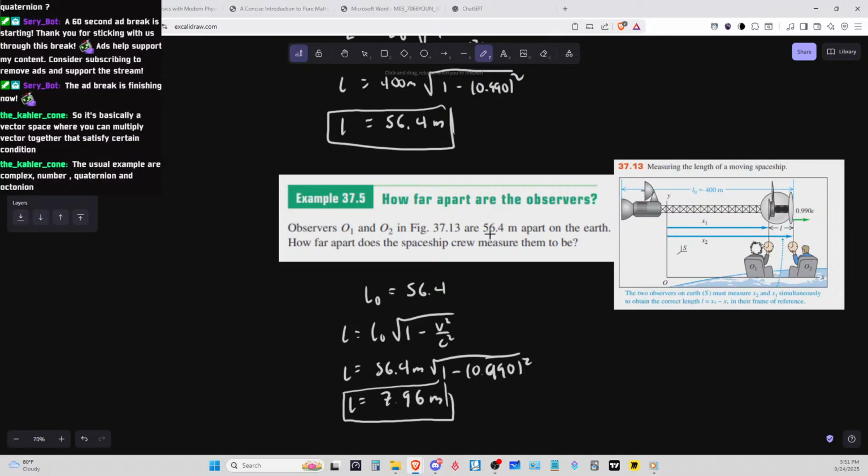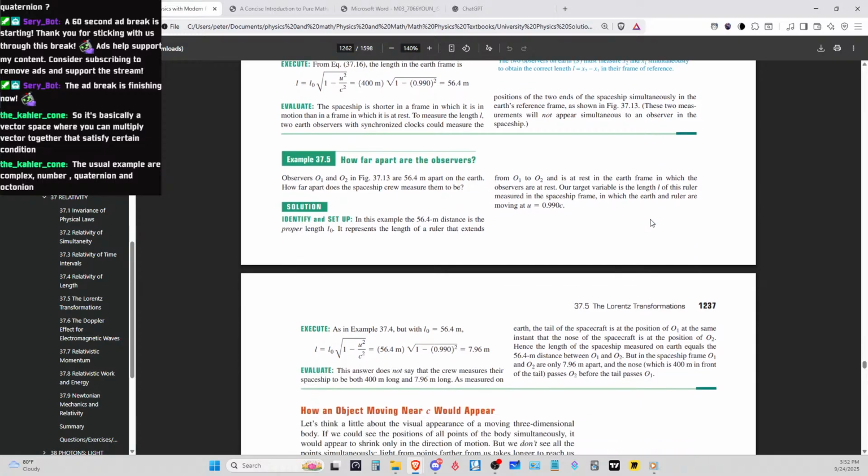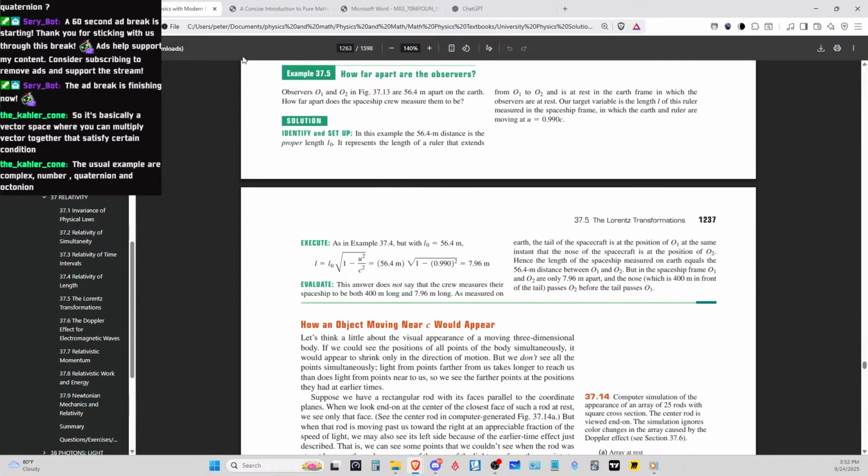Two observers are apart, so is that the measurement they got? Yep, that's the same one. Okay, so I was right in my way of thinking.